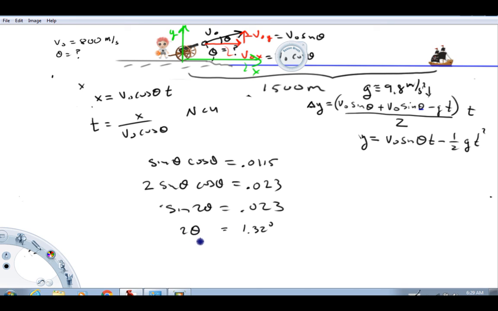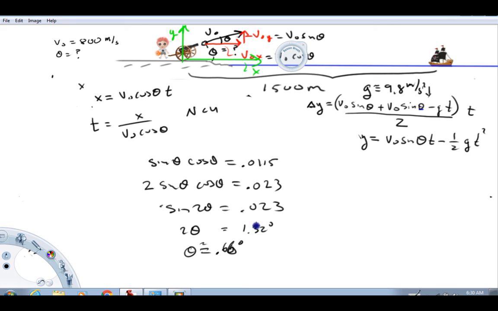Now I'm going to come back and talk a little bit more about trigonometry in just a moment. I'm just going to keep going and solve this. So the last step here is just divide this by 2. So theta equals 1.32 divided by 2, which is approximately 0.66 degrees. So it looks like a fairly shallow angle there. I may go back and make sure these numbers are all right, but again, 800 meters per second is a reasonable muzzle velocity.